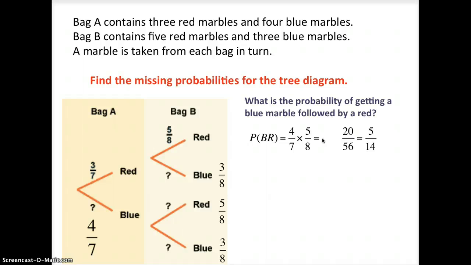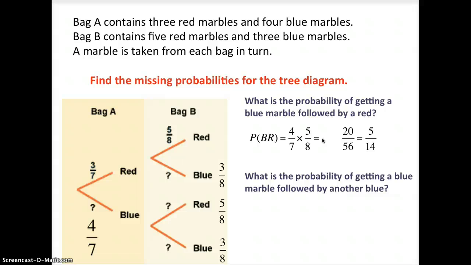Second question. What is the probability of getting a blue marble followed by another blue? Okay. Write your answer in your notebook. So you have your blue here, and so this is your path, blue and blue. So 4 out of 7 times 3/8, you have 12 out of 56, or 3/14. Try the others. What's the probability of getting a red and then blue, then red and red? Okay. I hope you have a clear idea of how to get this.